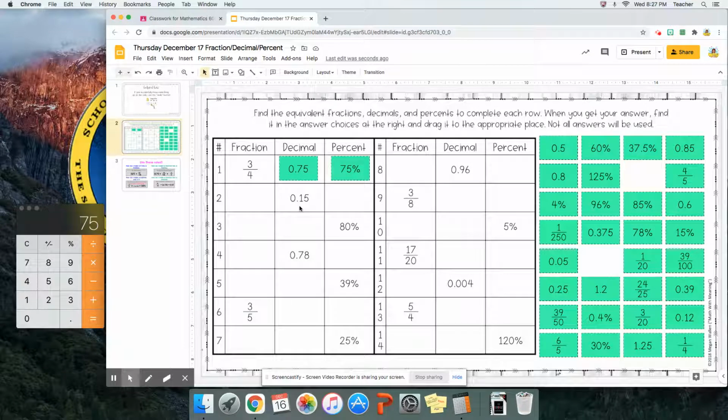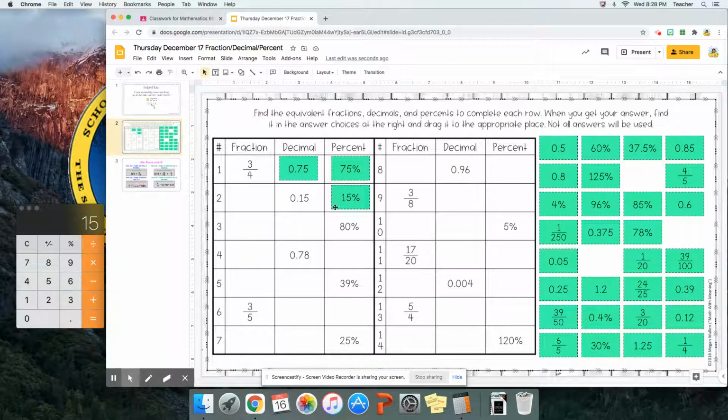Let's look at this second example where they first give us the decimal. Remember that I'm able to find the percent by multiplying my decimal by 100. So let's start there. 0.15 times 100. And that gives us 15%. So I can find 15% and drag that over.